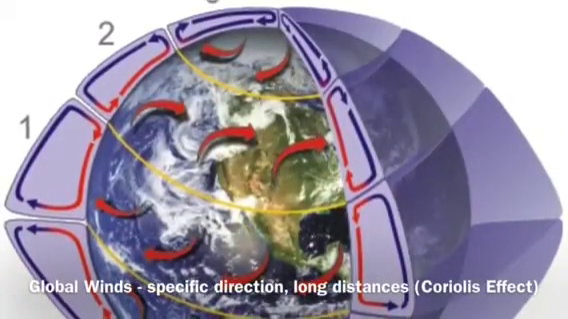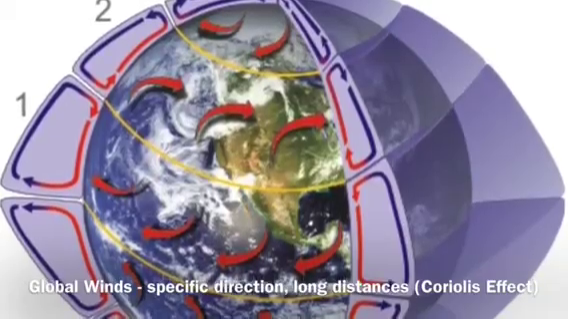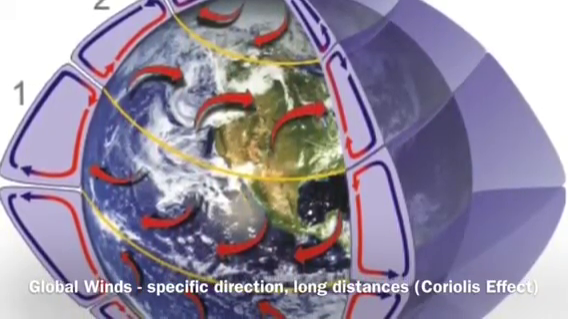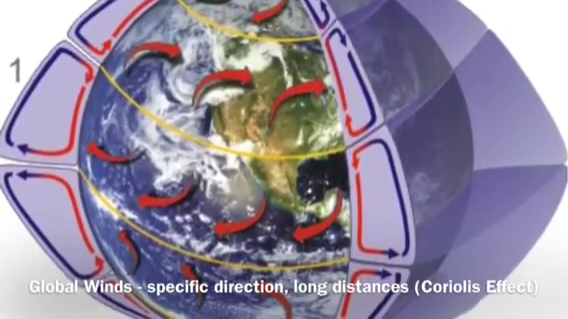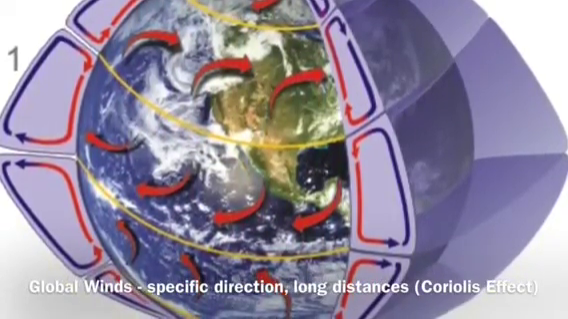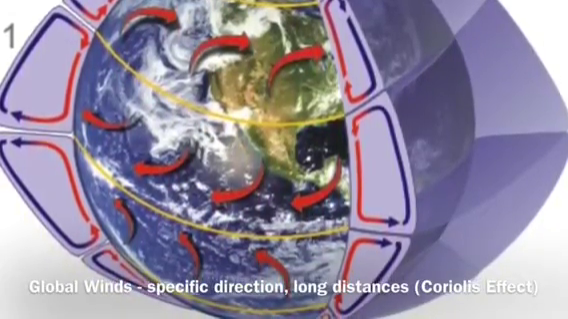Global winds blow in a specific direction and for long distances. They are caused by different amounts of radiant energy from the sun and rotation of the Earth. The Coriolis effect is the shift in the path of the wind due to the rotation of the Earth. In the northern hemisphere, winds curve to the right, and in the southern hemisphere, winds curve to the left.